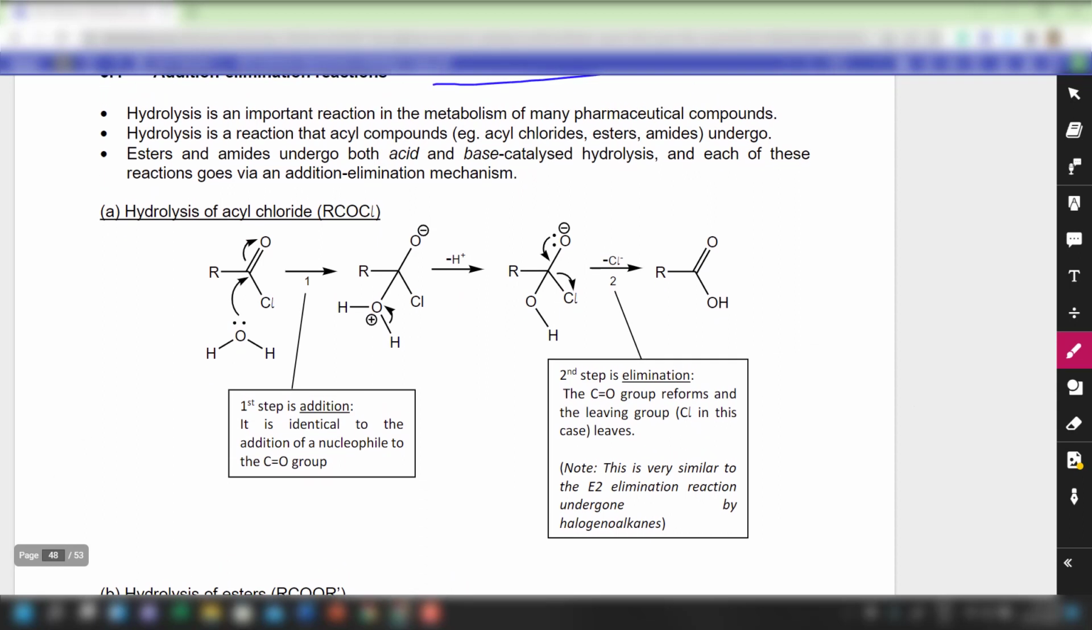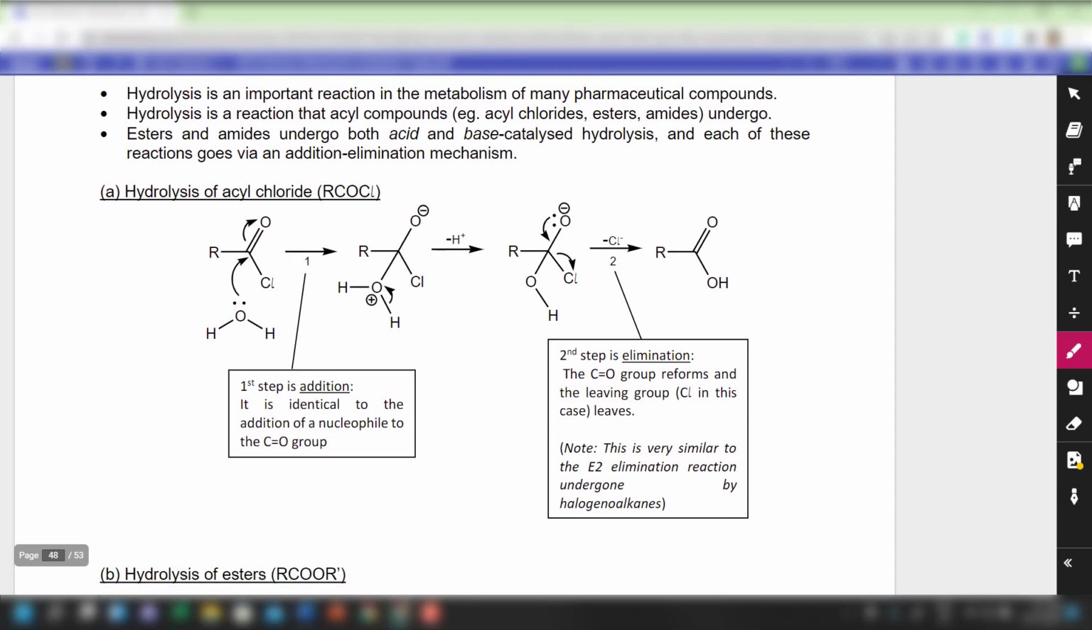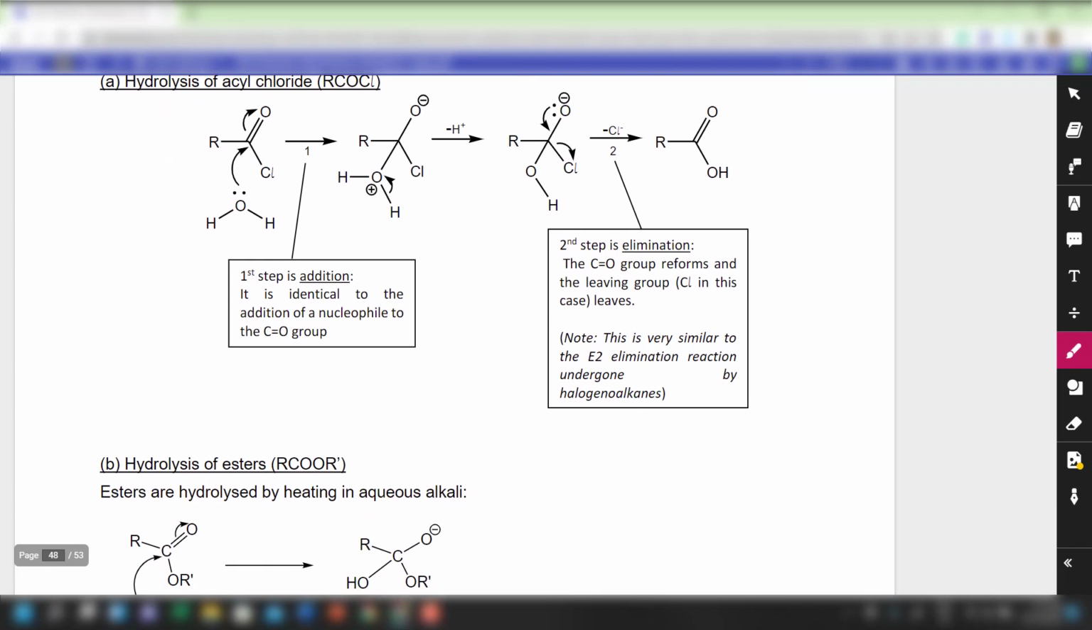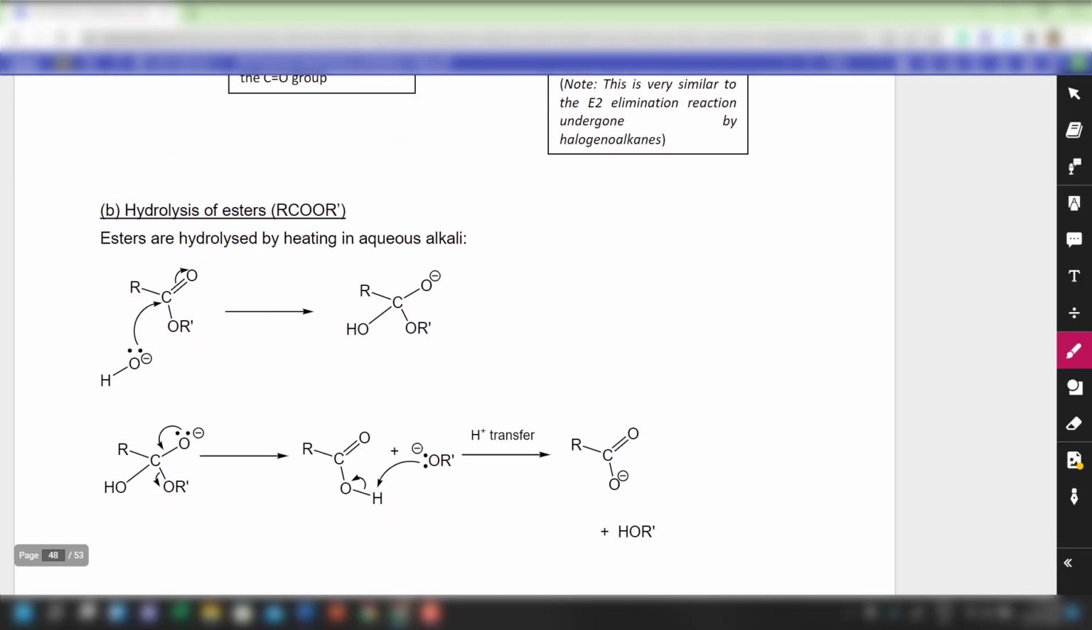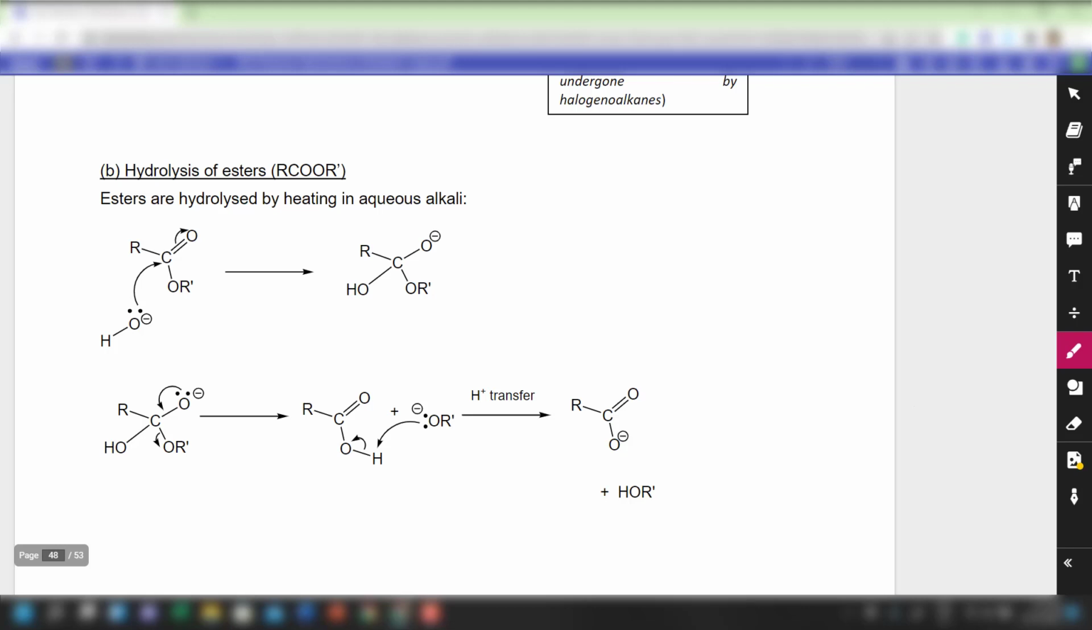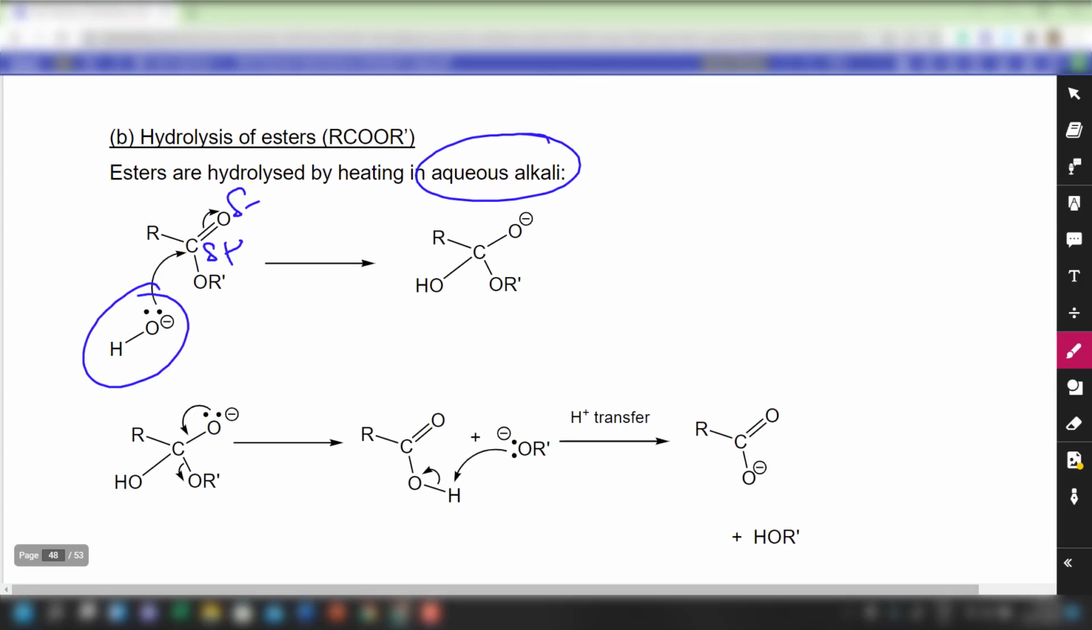Basically, why is it called addition elimination? It is because it begins with a nucleophilic addition, and then later on a small molecule is being eliminated in the process. Okay, and of course this is the ester hydrolysis using aqueous alkaline. Yeah, so we start off with OH minus, perform a nucleophilic attack on the delta plus carbon, and in the process I will kick out the alkoxide group.